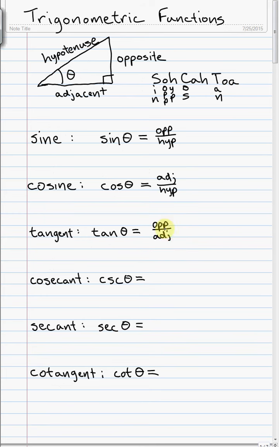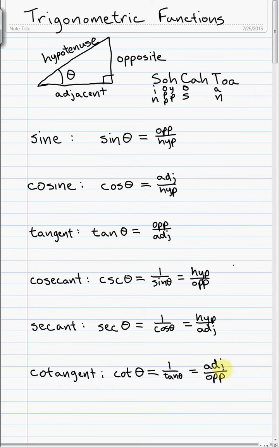To get the remaining three trig functions, what we're going to do is use reciprocal identities. These are things that you really need to know, really need to memorize for the rest of this class. So cosecant is 1 over sine. Taking 1 over sine is a fraction, opposite over hypotenuse, and taking 1 over a fraction is going to flip this fraction upside down. So we're going to get hypotenuse over opposite. Secant is 1 over cosine, so it's going to flip cosine upside down, hypotenuse over adjacent. And cotangent is 1 over tangent, so it's going to flip tangent upside down, adjacent over opposite.